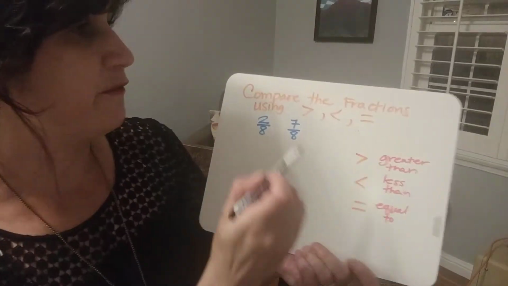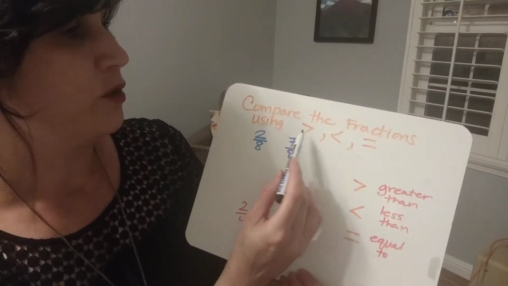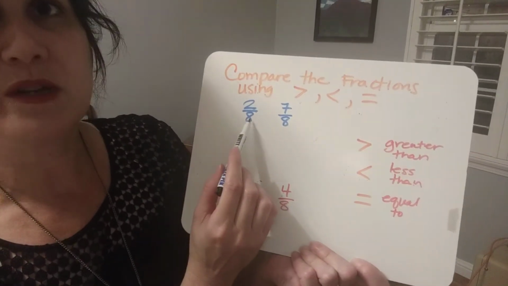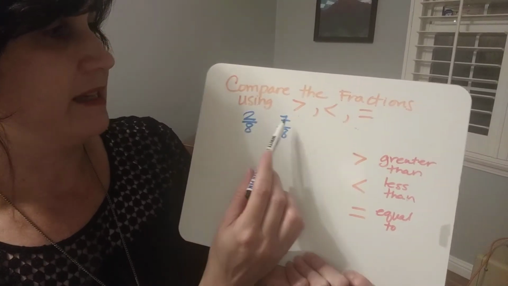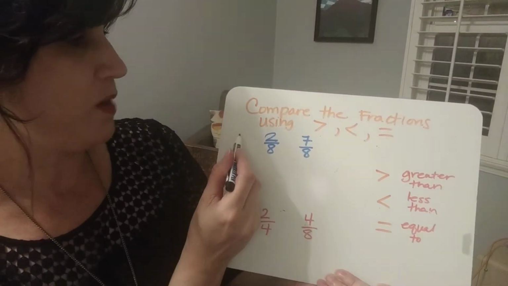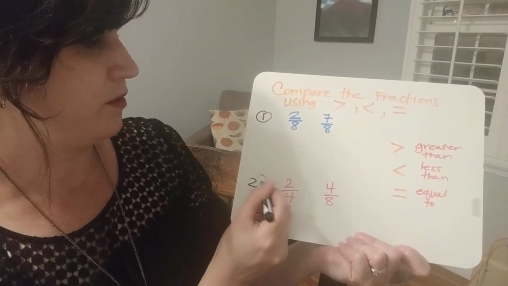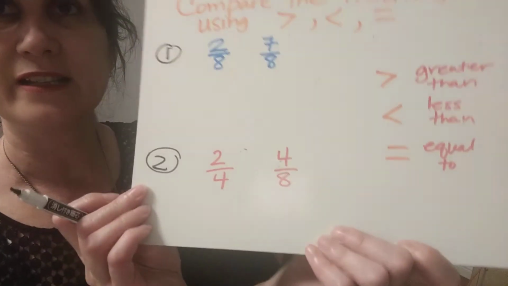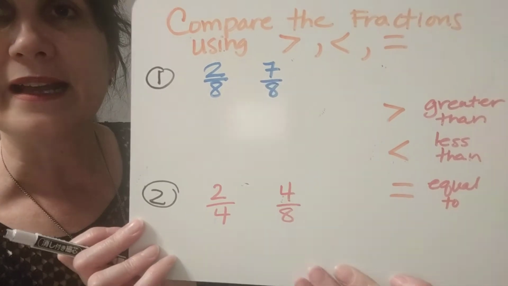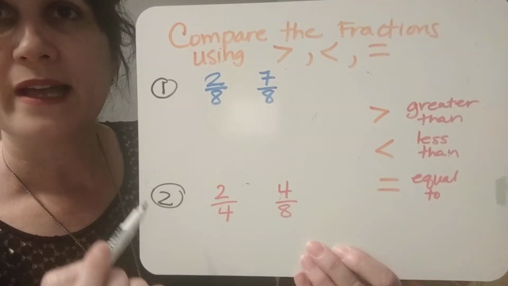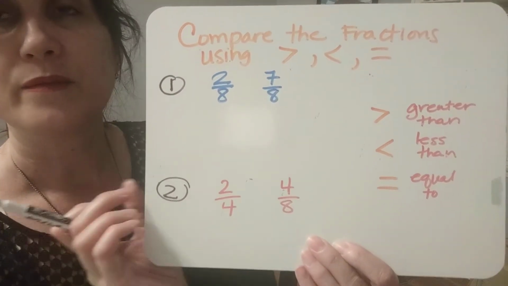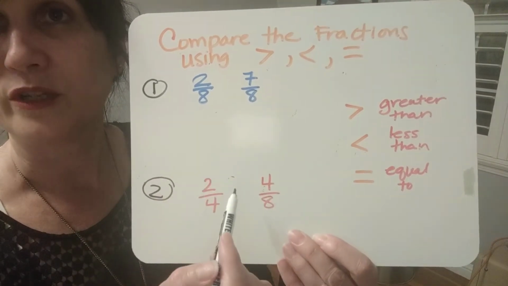So what I'd like you to do, boys and girls, is compare the fractions on your own using greater than, less than, and equal to signs. Your fractions you are comparing are 2/8 and 7/8. This is number 1. And number 2, you are going to compare 2/4 and 4/8. So I'd like you to write the answers to these 2 problems down below and leave me answers for number 1 and number 2. You can draw a picture, you can make a number line, just show me, and definitely use your sign when you show your answer.